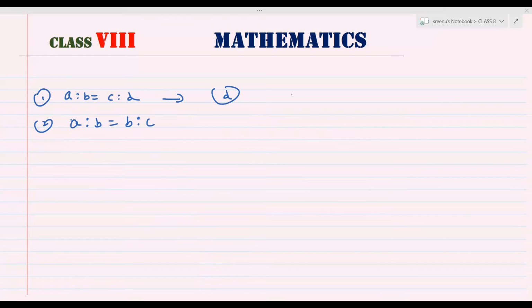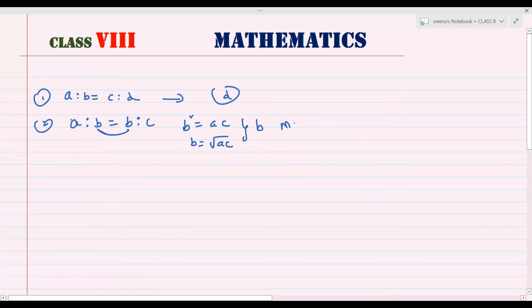Okay, fine. Here, the middle two terms are equal. So here we get the answer for B, because B into B is B square, which is equal to AC. B is equal to the square root of AC. B is said to be the mean proportion. B is called mean proportion.